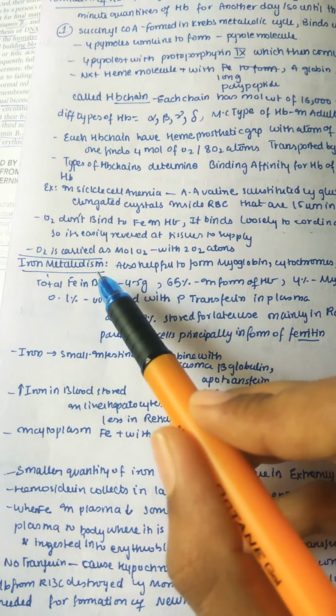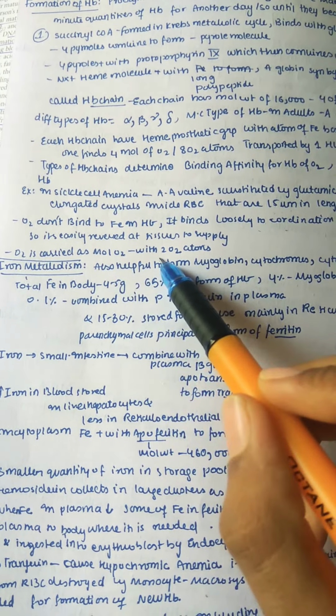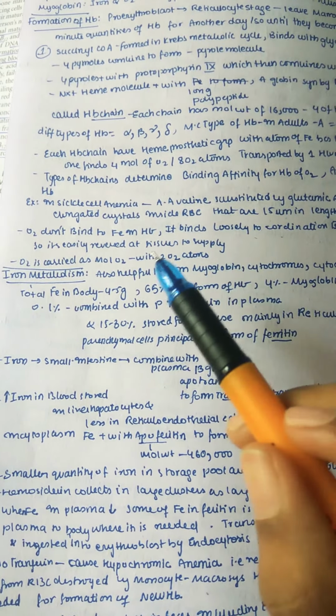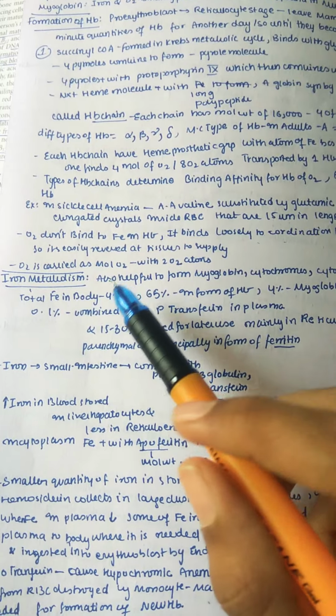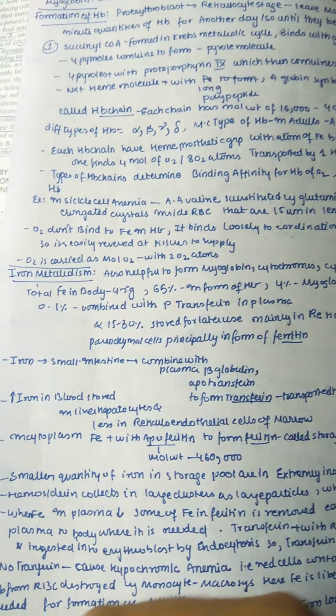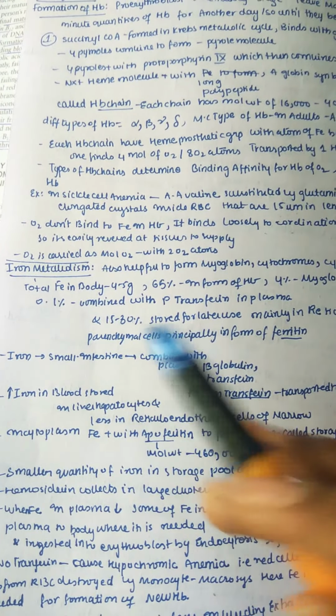Oxygen is carried as molecular oxygen, which means two oxygen atoms. So remember that oxygen is carried in the form of molecular oxygen, O2, that is, two oxygen atoms. Now let us see iron metabolism.